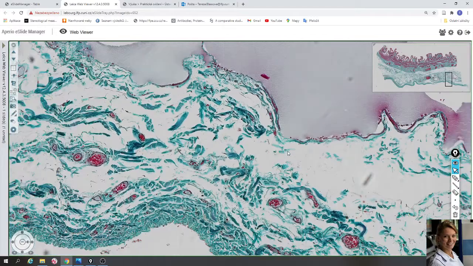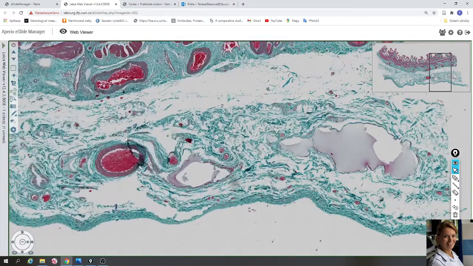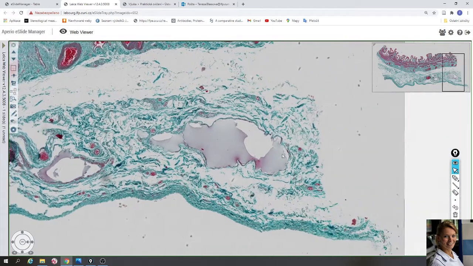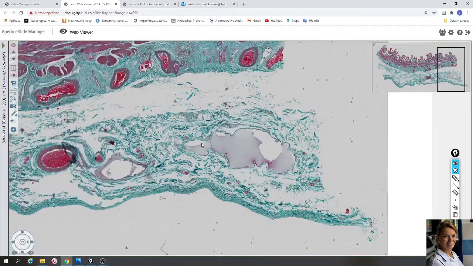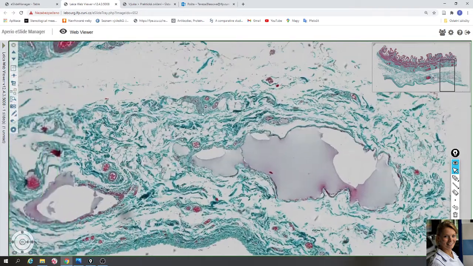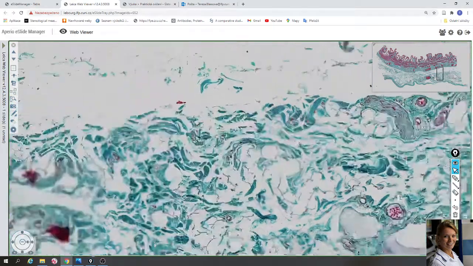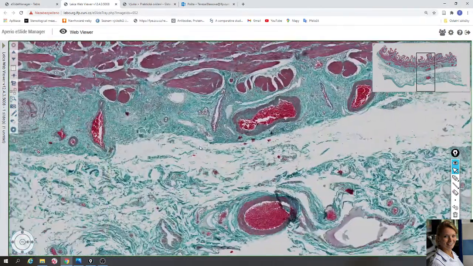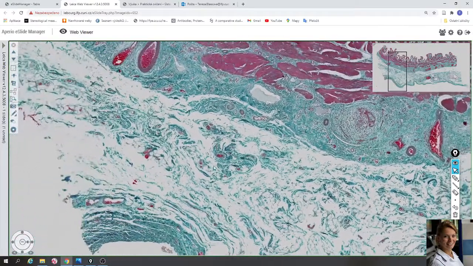In the dense connective tissue you can find small or big blood vessels, also lymphatic vessels. Here are lymphatic vessels, and also nerve fibers. Here are nerve fibers, sometimes adipose tissue, and that's all.